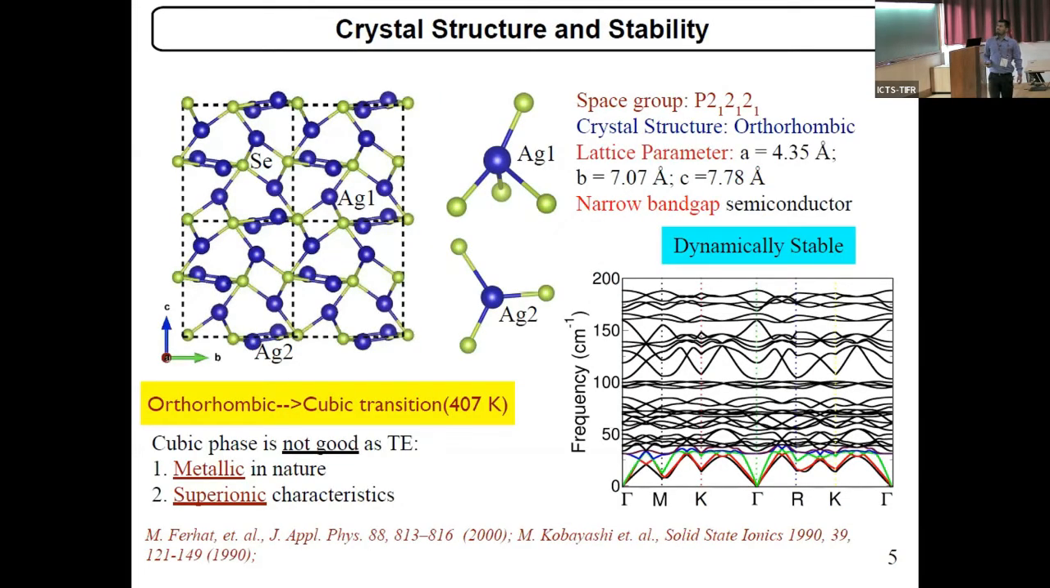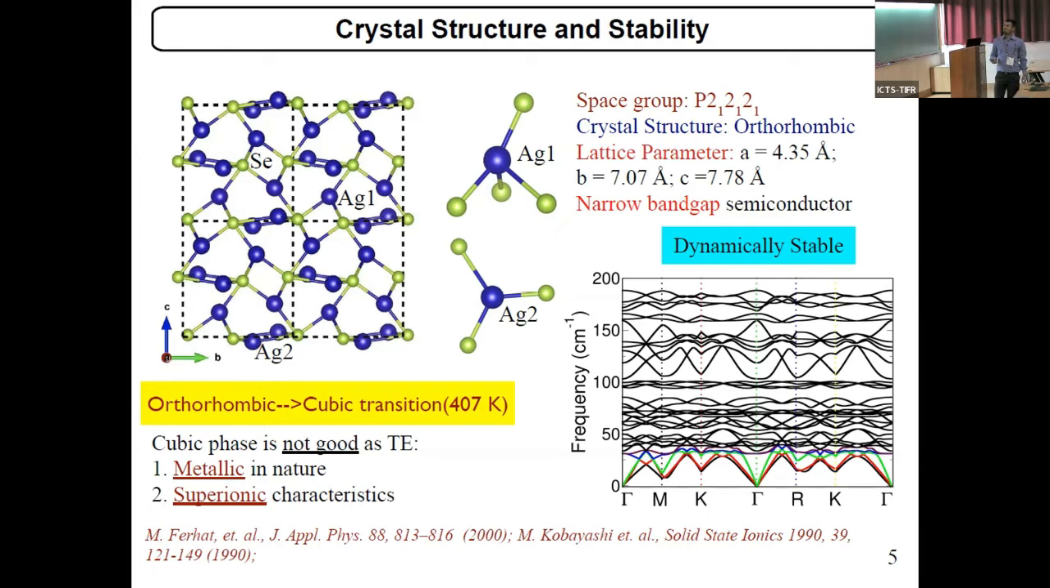This is the crystal structure of the beta phase of Ag2Se. Here two types of silver are present: one is distorted tetrahedral and the other is bipyramidal. Researchers have observed a phase transition from orthorhombic to cubic at 407 Kelvin. It has also been observed that the cubic phase is not good as a thermoelectric material because it is metallic in nature and has superionic characteristics.